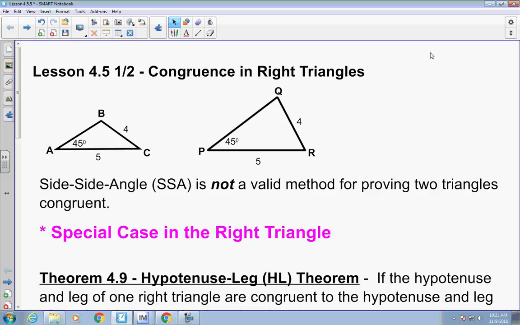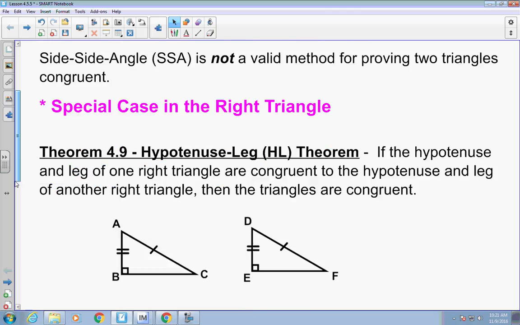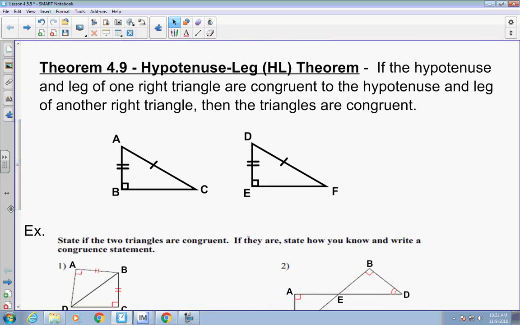So, technically, SSA is not a valid method for proving the triangles are congruent. But there is a special case in the right triangle, and that's what we're going to focus on today. It is called hypotenuse leg. If the hypotenuse and leg of one right triangle are congruent to the hypotenuse and leg of another right triangle, then the triangles are going to be congruent. Now, a couple of things that you have to have. You have to have congruent hypotenuses, congruent legs, and it has to be a right triangle in order for this to happen. So I've got an example here.